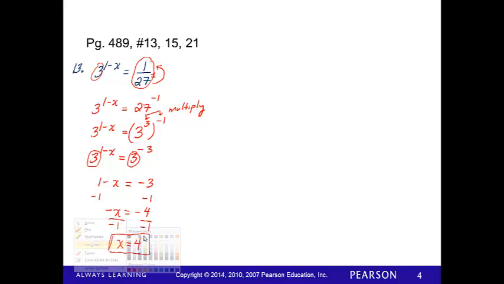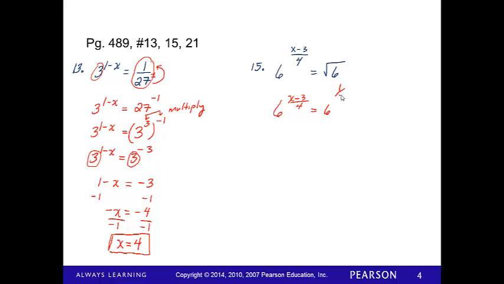All right, let's look at number 15. So this time we have 6 raised to the x minus 3, all divided by 4, is equal to the square root of 6. Okay, so the first thing we need to do is take care of this square root. I cannot have a square root. I want it to be an exponent. So do you recall how to write the square root as an exponent? Well, it's going to be 6 to the half power.